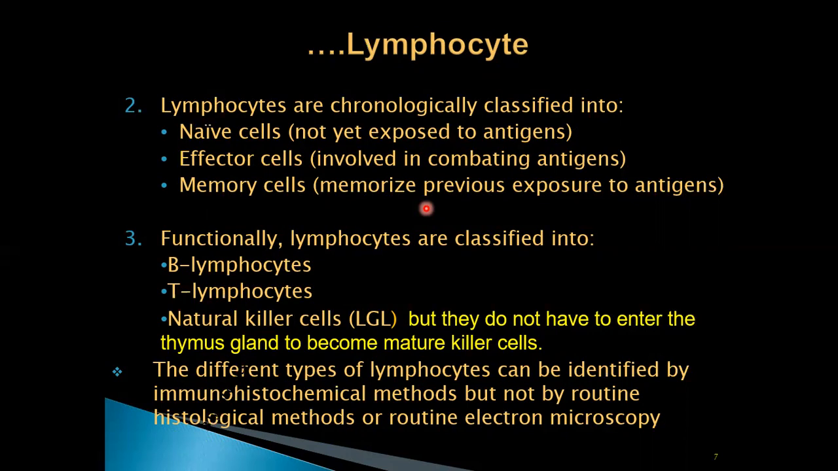And I told you the third kind of lymphocyte is the natural killer cell, which is also known as large granular lymphocytes. But they are not exactly lymphocytes, since they do not go to the thymus for maturation, number one, and number two, they miss some of the markers.